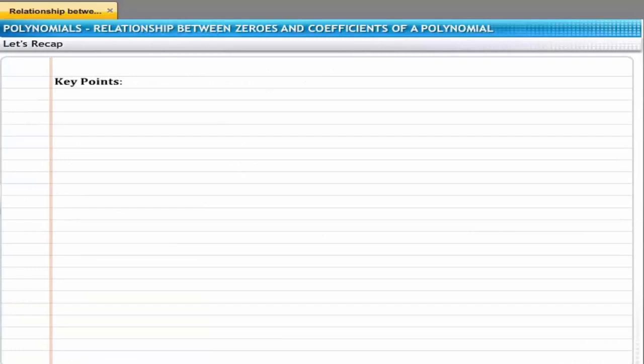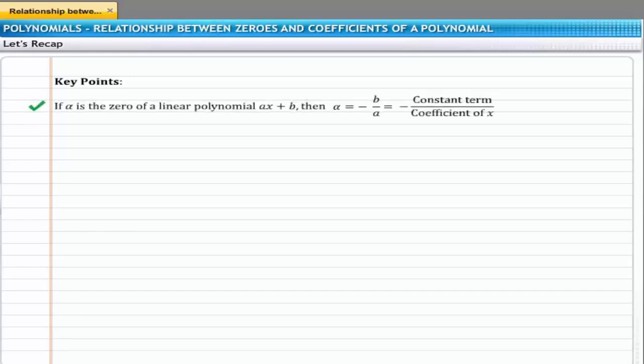You have reached the end of this section. Before moving on to the next section, let's recap the key points covered. The zero of a linear polynomial is equal to the minus of its constant term divided by the coefficient of x.